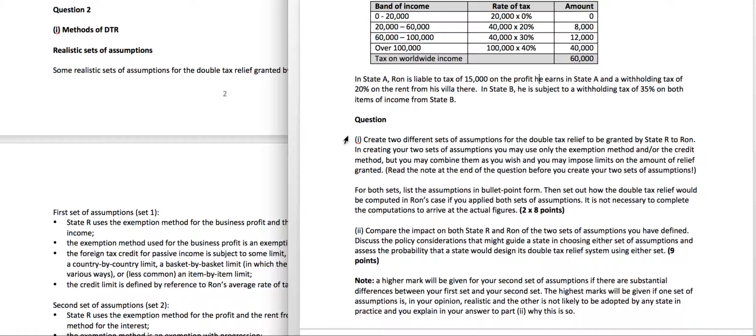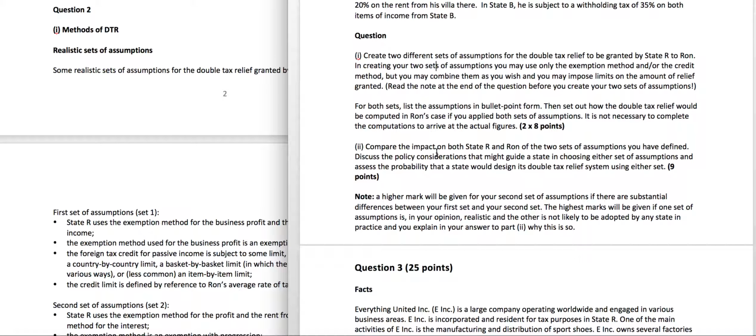So basically the question is: you create two different sets of assumptions of double tax relief to be granted in state R to Ron. In creating your two sets of assumptions, you may use only the exemption method and the credit method, but you can combine the two as you wish and may impose limits on the amount of relief granted. And you read the note below is what it says. For both sets, list the assumptions in bullet point form.